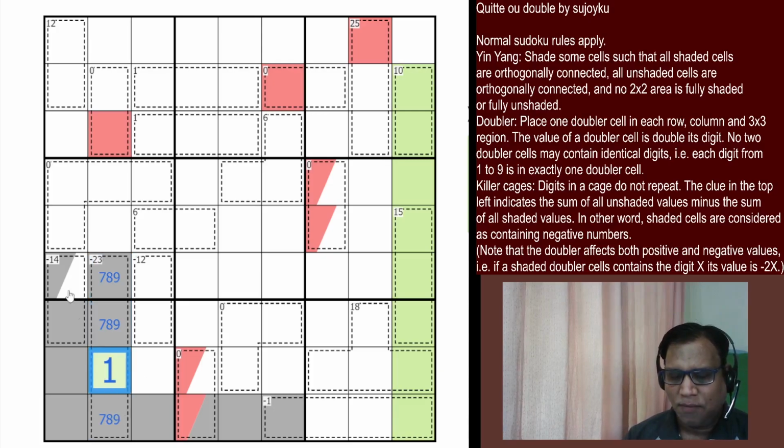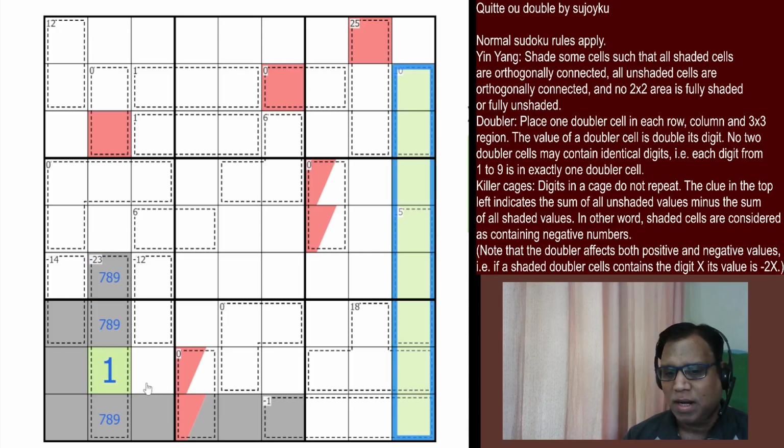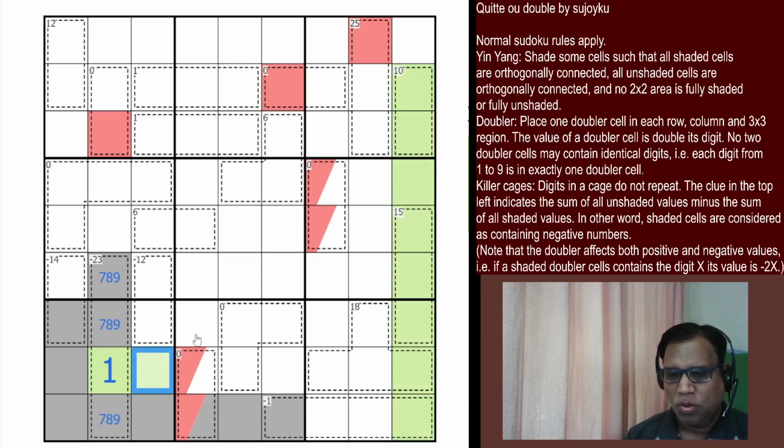So this is definitely 1. Okay, I'm removing that. This is definitely 1. This is 7, 8, 9. Now remember, all the shaded cells are connected. That means this has to come out to get connection with this, or with any of the other connected cells. You cannot have this as an island.